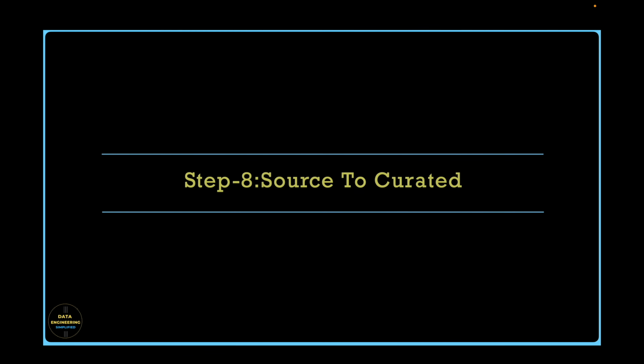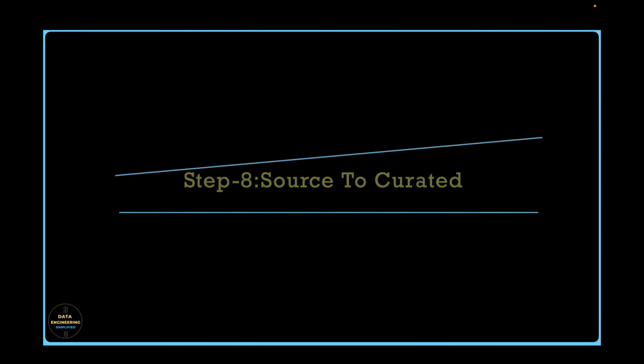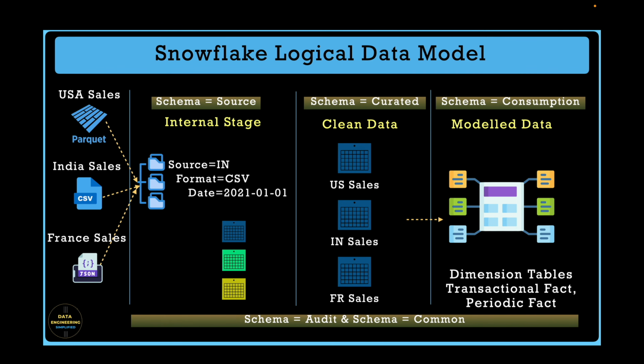Now our next step, which is one of the important steps in this entire flow, is to move data from source schema to curated schema. This is also one-to-one mapping where US sales data will move to US sales curated data, India sales data will move to India sales curated data, and France sales data will move to France sales curated data.